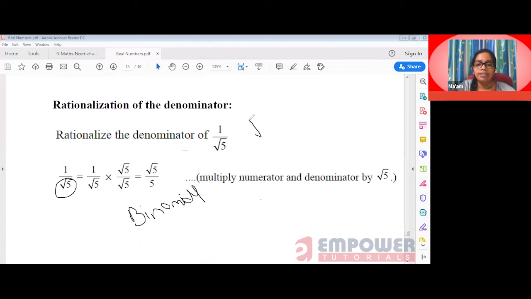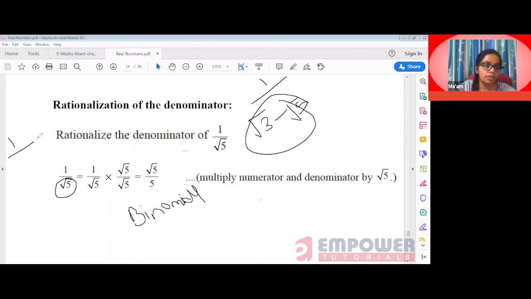So what if something like this appears in the denominator? So I need to rationalize this. Suppose this is the example, 1 upon root 3 minus root 5. In this case, what will be the rationalizing factor of this? We need to consider a binomial factor which will rationalize this.